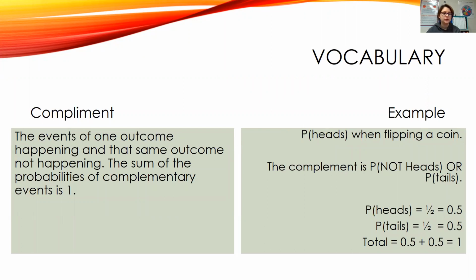The last vocabulary word that we're going to look at is a complement, the events of an outcome happening and the same outcome not happening. Now the sum of complementary events is 1. An example would be if they asked us to find the probability of heads when flipping a coin. The complement would be the probability of not heads, or the probability of getting tails. So the probability of getting heads we know is 1/2 or 0.5. And the probability of getting tails is also 1/2 or 0.5. And we know that 0.5 and 0.5 is 1, and 1 represents all of the events that have happened. So that's what a complement is. And we'll have one example that has us finding a complement.